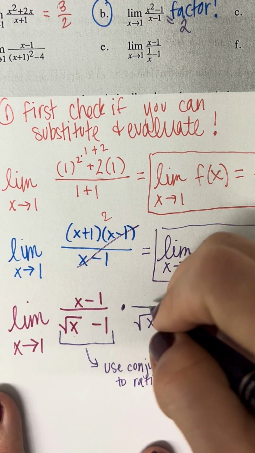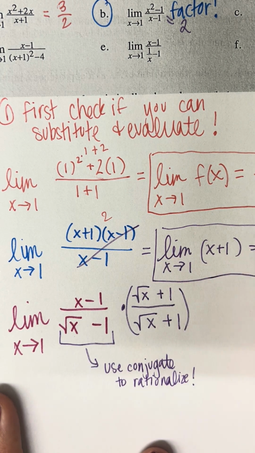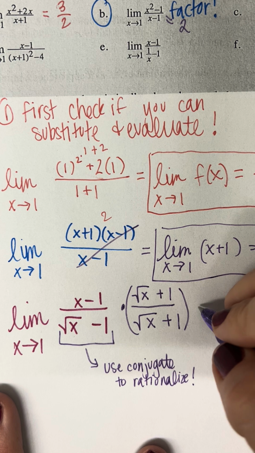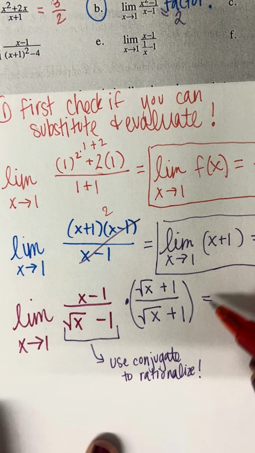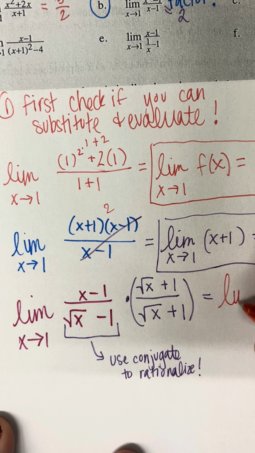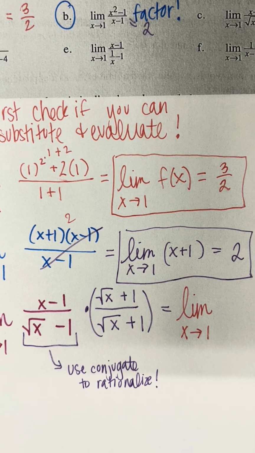And I just have to make sure whatever I do to the bottom, I do to the top, so that it's kind of like I've done nothing. I'm just multiplying by 1. And then I'm going to simplify that, okay? So when I have an equal sign like this, I have to keep writing limit, y'all, or it's not correct. So just be careful there until you've actually evaluated. You got to keep that limit going.